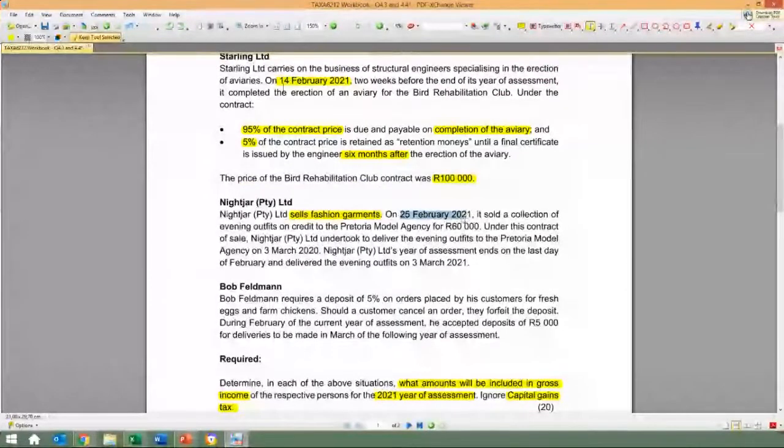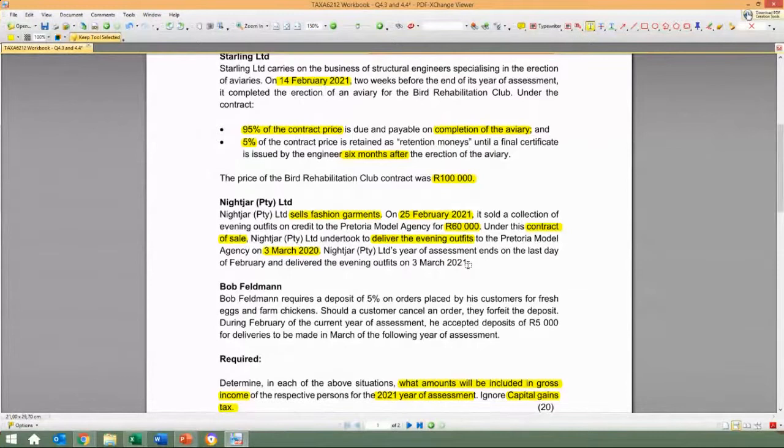On the 25th of February, Nightjar sold a collection of outfits to Pretoria Models for 60,000. In terms of the contract of sale, Nightjar undertook to deliver the evening outfits to Pretoria Models on the 3rd of March. The year of assessment ends on the last day of February, and delivery happened on the 3rd of March. Okay, now this one you have to look at accrued or received by.